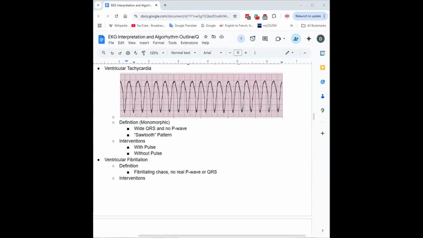But here, we do have kind of like a with a pulse, without a pulse, and with a pulse, you can have that stable but maybe symptomatic kind of thing. But in general, with the pulse, what are some things you want to do with ventricular tachycardia while they still have a pulse? Love the 12 lead EKG.